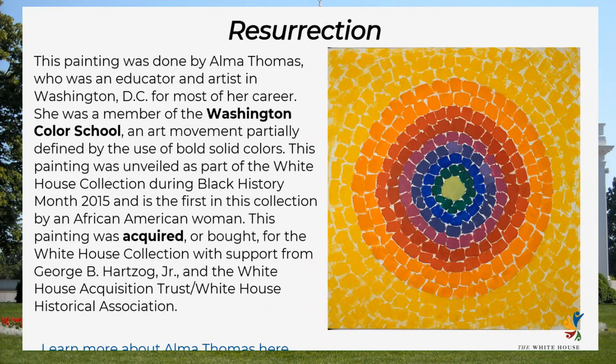Resurrection. This painting was done by Alma Thomas, who was an educator and artist in Washington, D.C. for most of her career. She was a member of the Washington Color School, an art movement partially defined by the use of bold, solid colors. This painting was unveiled as part of the White House collection during Black History Month 2015 and is the first in this collection by an African-American woman.